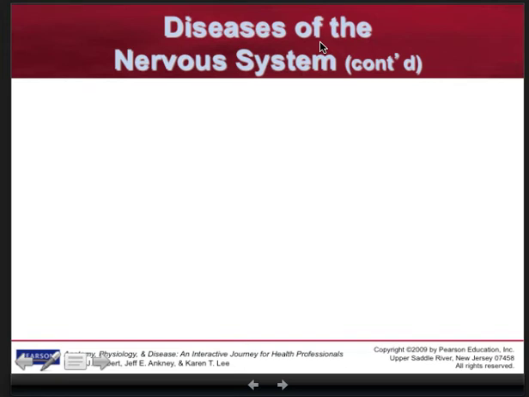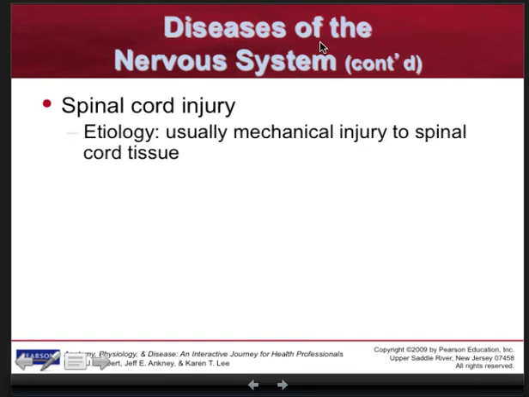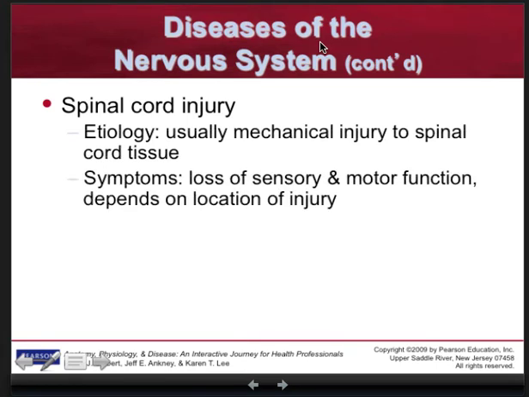Okay, we want to finish up talking about Chapter 9, Diseases of the Nervous System, is where we left off. Let's talk a little bit more about spinal cord injury. It's usually a mechanical injury to the spinal cord tissue. The symptoms include loss of sensory and motor function, and obviously the extent of the injury depends on the location.